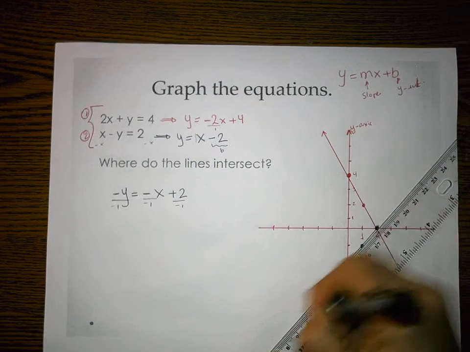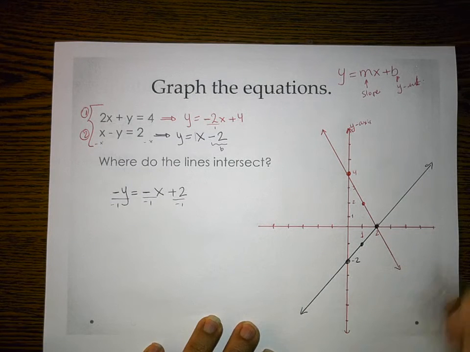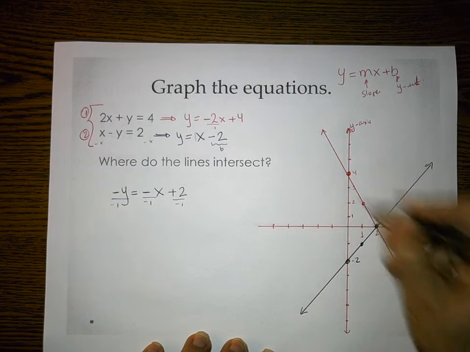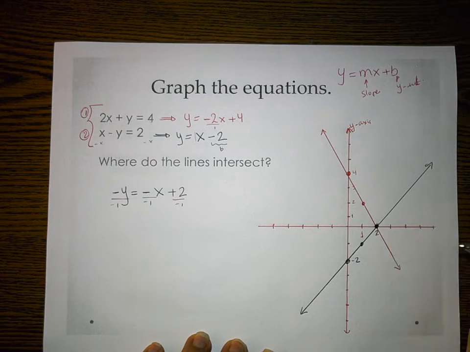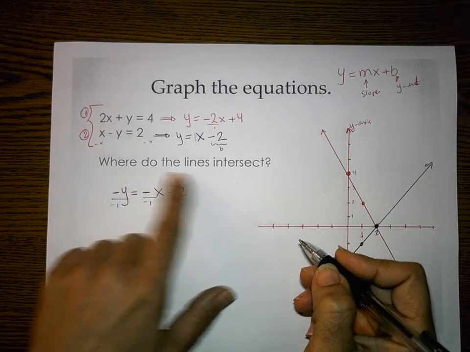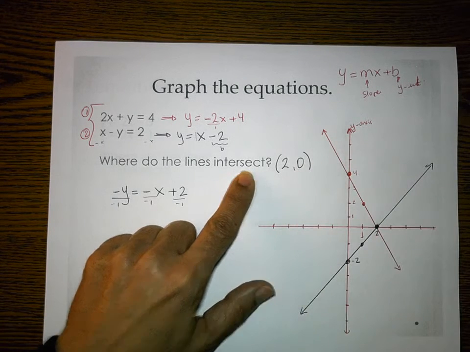And there's my other line. There we go. So they cross right here, both of these lines crossed at 2 for x and 0 for y. So where do the lines intersect? At 2 for x, 0 for y, at (2, 0).